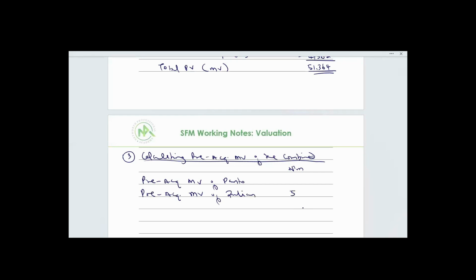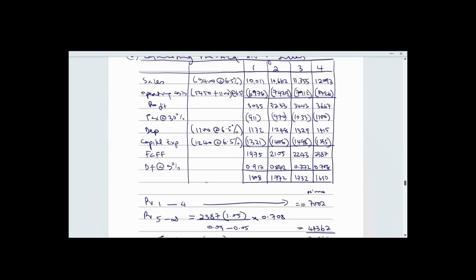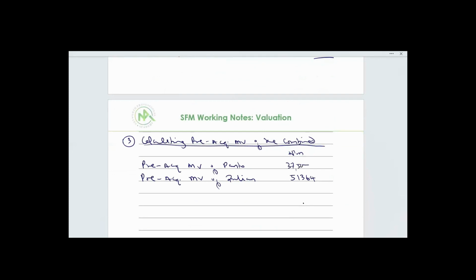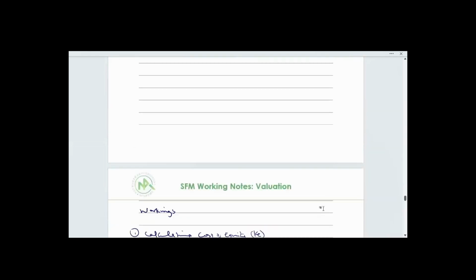The market value of Julian is 51,364. Panto is 37,508. Add it up. Plus 37,508 equals 88,872. So this represents the total pre-acquisition market value. So now that I have the pre-acquisition market value, I need to get the post-acquisition market value of the combined.